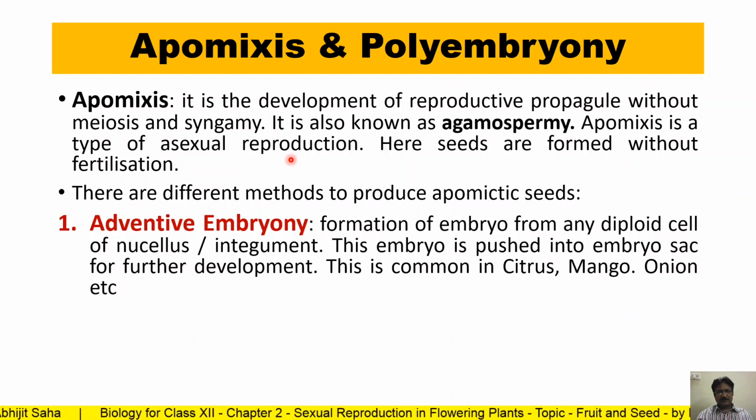There are different methods to produce apomictic seeds. Let us study a few of them. Number 1, adventive embryony.